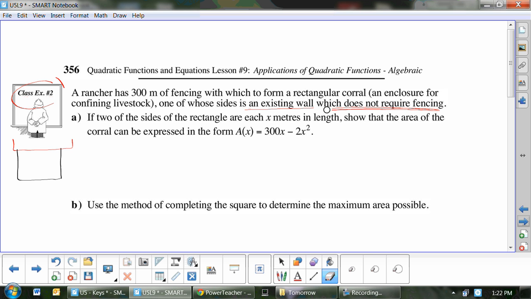If you were writing a diploma exam and they said one of those sides is an existing wall, they will not usually have that line written, but they expect you to be like, oh, one side's a wall. I don't need to build a fence where there's already a wall. Okay?